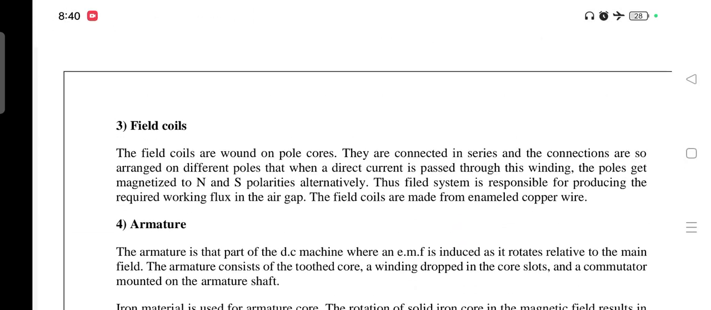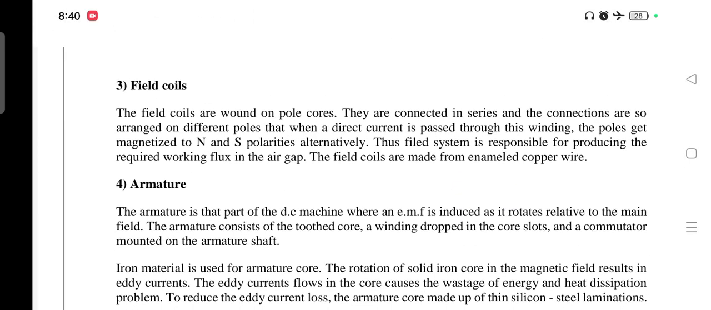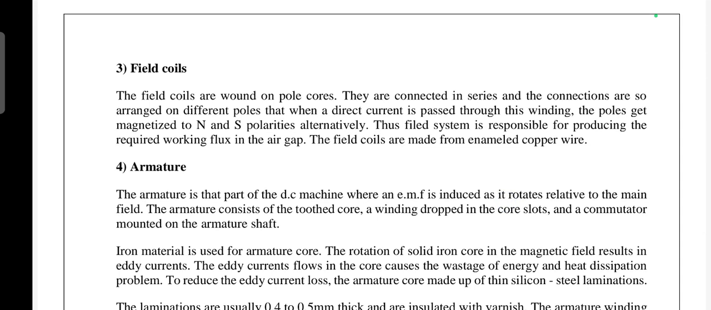And then the third one is the field coil. The field coils are wound on pole cores and connected in series, and the connections are arranged on different poles, so that when a current is passed through this winding, the poles get magnetized to N and S poles alternately. So the field system is responsible for producing the required working flux in the air gap. The field coils are also made up of enameled copper wire.